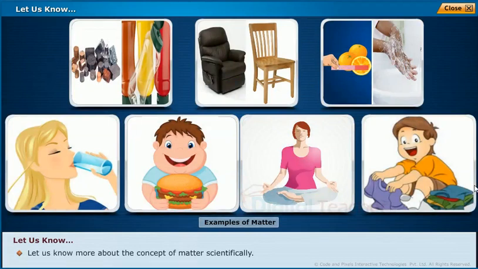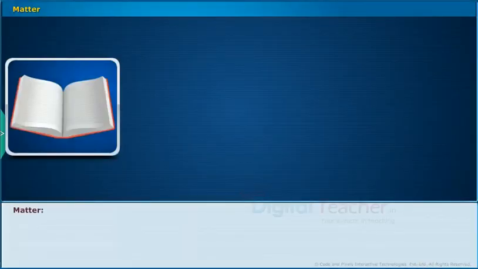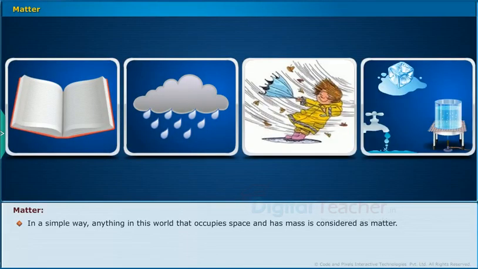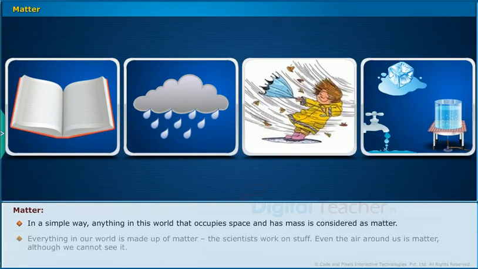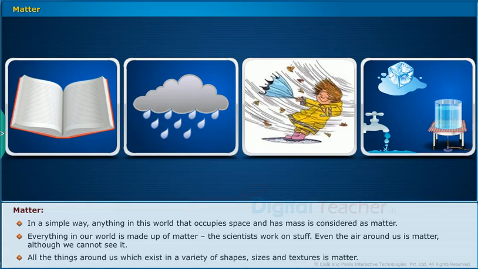Let us know more about the concept of matter scientifically. Matter. In a simple way, anything in this world that occupies space and has mass is considered as matter. Everything in our world is made up of matter. Even the air around us is matter, although we cannot see it. All the things around us which exist in a variety of shapes, sizes and textures is matter.